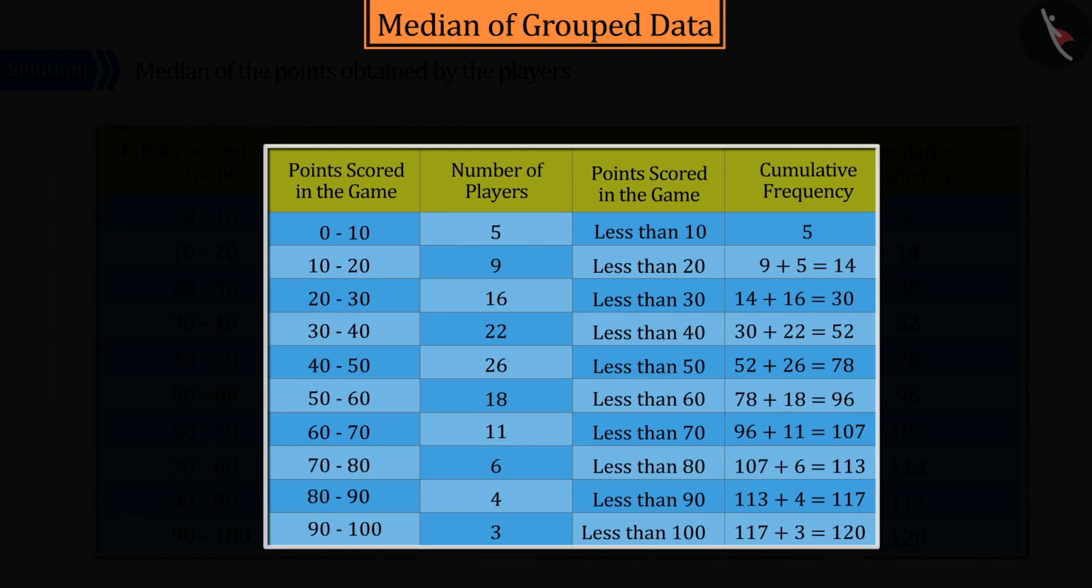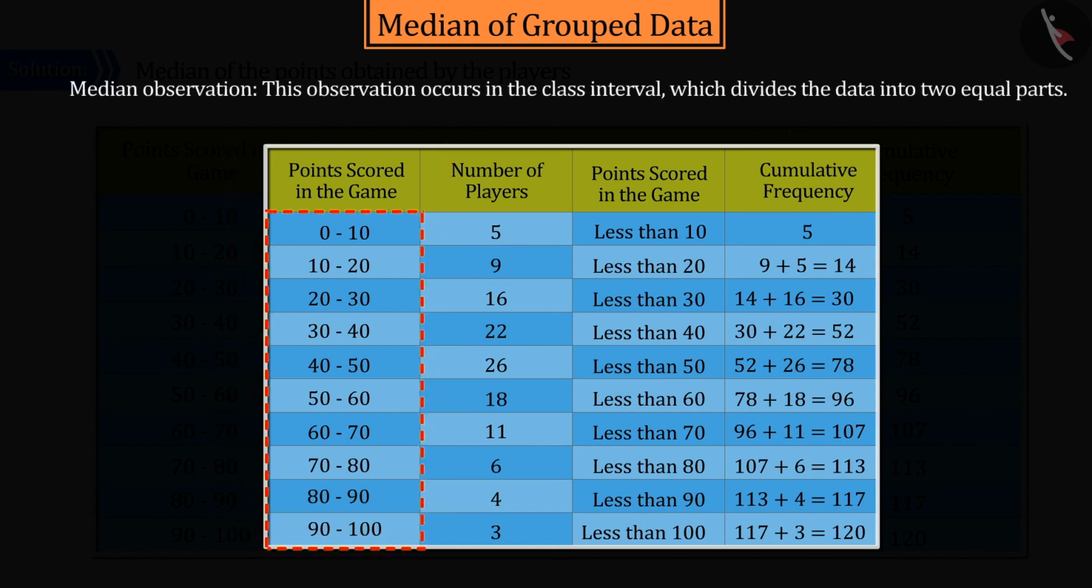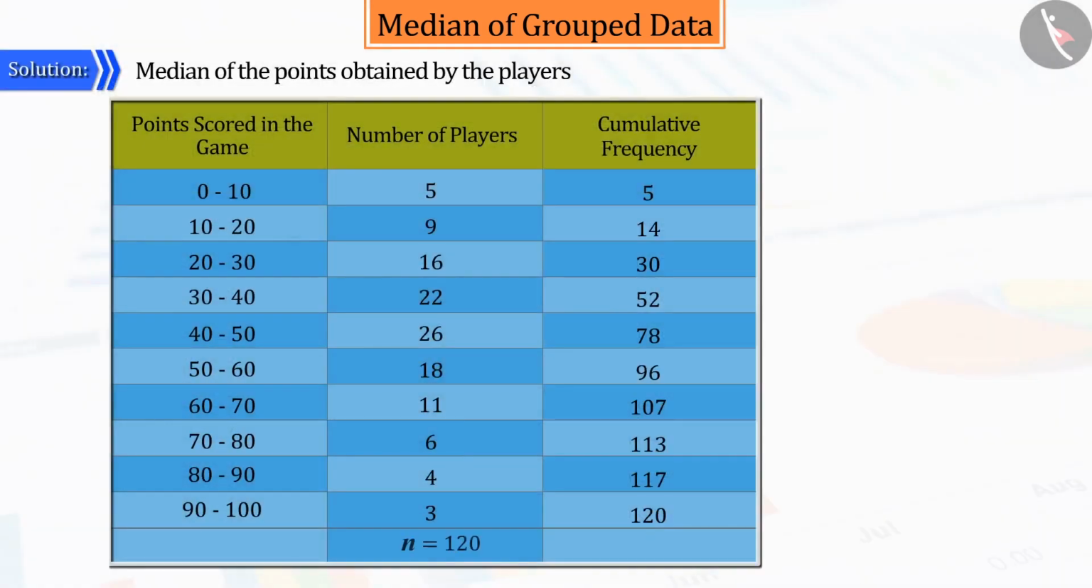Here, let's select the less than type of distribution, with the help of which we will find the observation that is at the center of the grouped data, which divides the data into 2 equal parts. You can see that here n is equal to 120, which is an even number. Therefore, if the number of observations is even, the median observation will be n by 2.